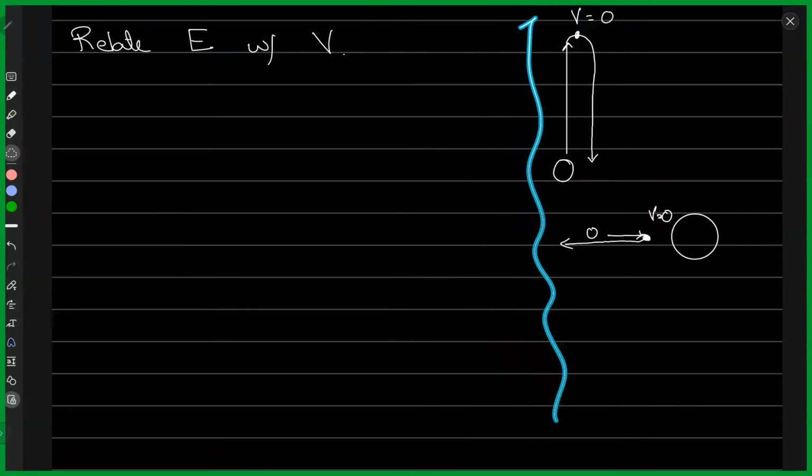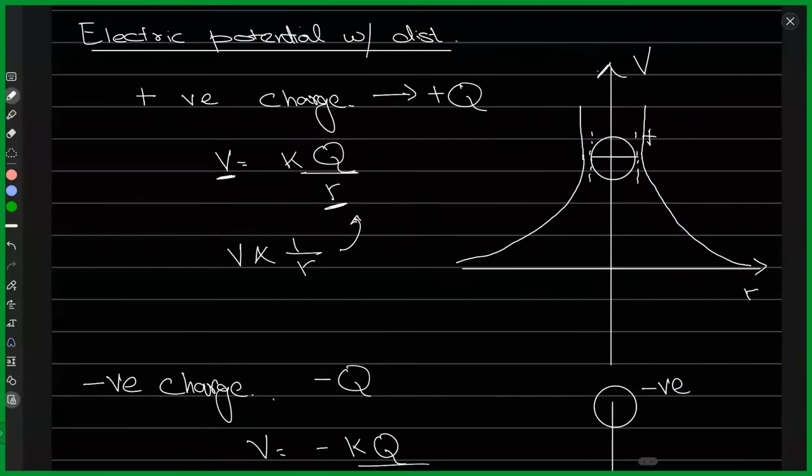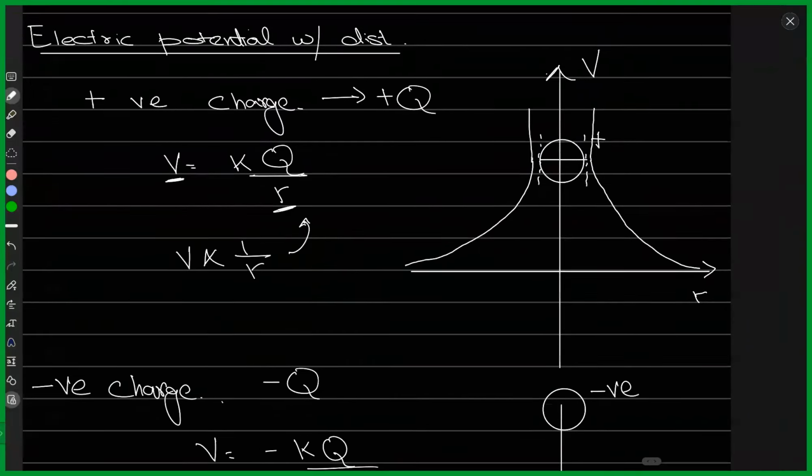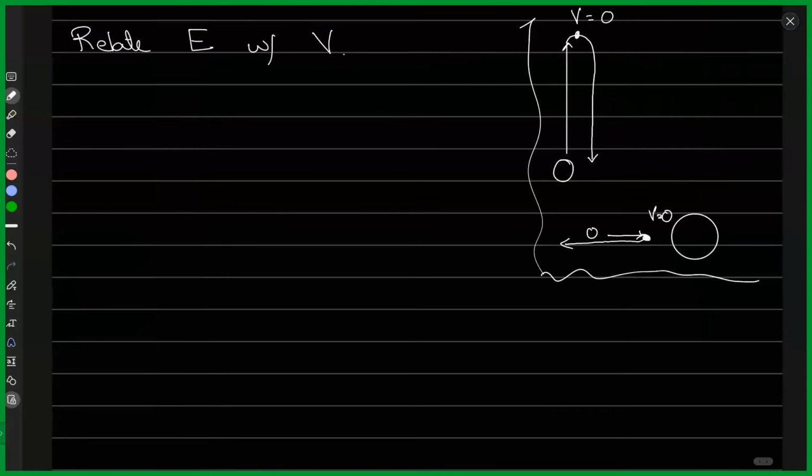Okay, so let me just get these on the side. Now let's quickly relate the electric field strength of a particle to the electrical potential. It's very simple, because if you go back over here, you have to recall this thing from AS when you studied electricity.